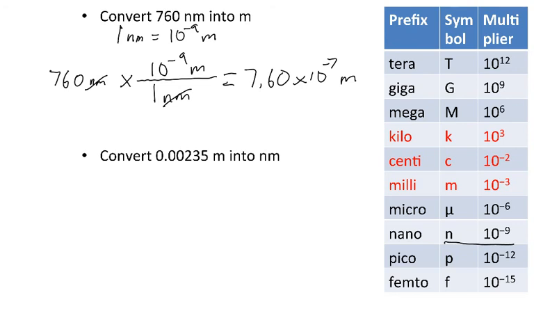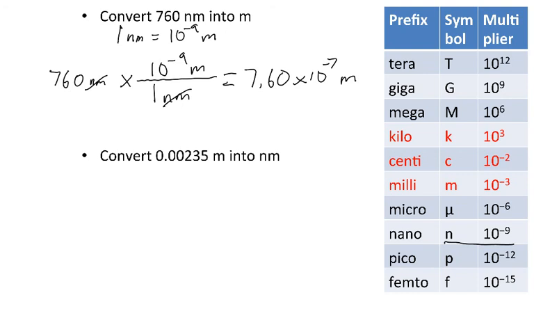Now, one thing I should have mentioned on the previous slide: if you notice, there are a couple of these that I have in red. The reason I put these in red is because on the tests and quizzes, I'm not going to give you these prefixes. You're going to need to know these three. Any other ones I'll give you, but I expect you to know that kilo is 10 to the 3, centi is 10 to the minus 2, and milli is 10 to the minus 3. All right, sorry for that aside. Let's go back and do this next example.